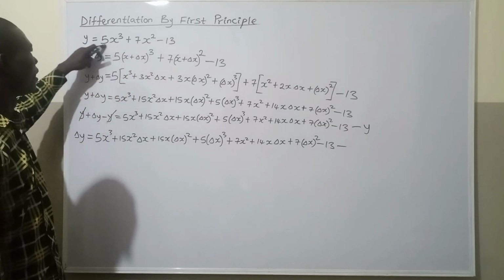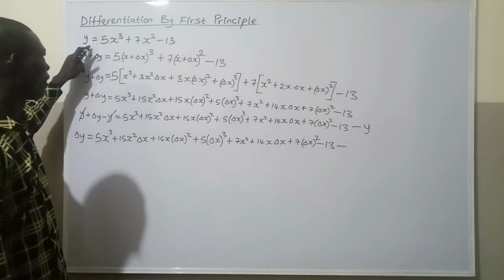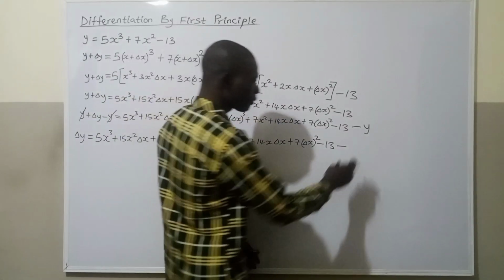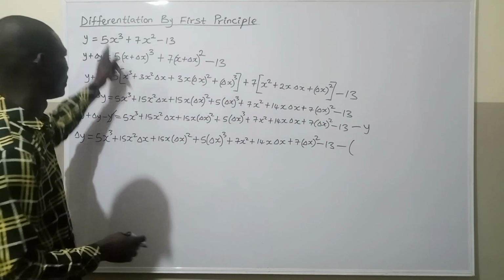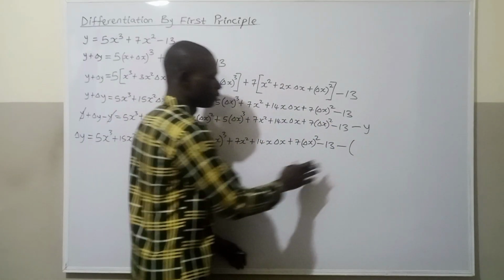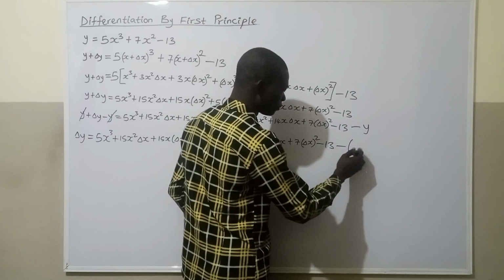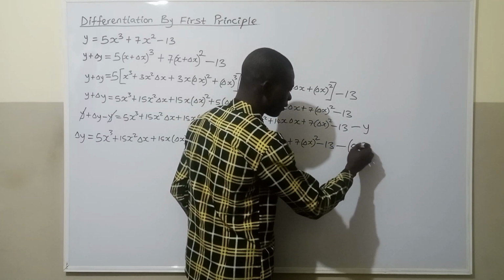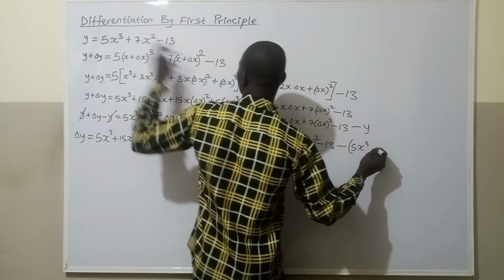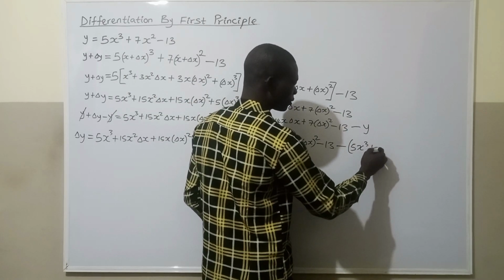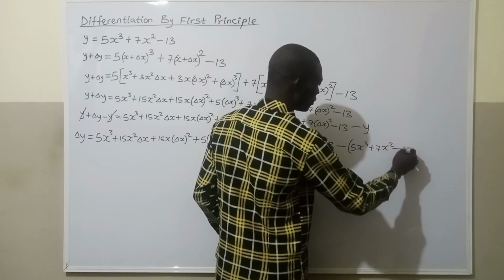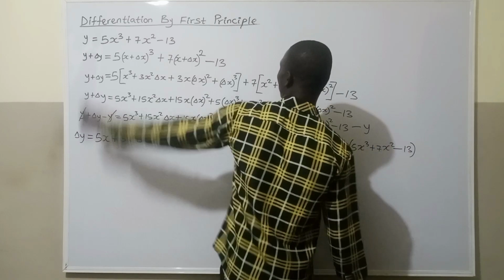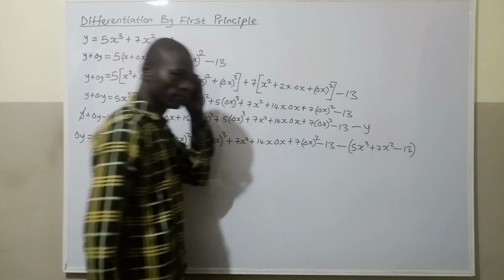and minus, now in the place of y, what is the equivalent of y? Everything in here, everything up here, they are the equivalent of y. So we are now going to change y, and we are going to put those things that represent y in brackets. So what we have is 5x cubed plus 7x squared, and finally minus 13. That's what we have in this bracket.